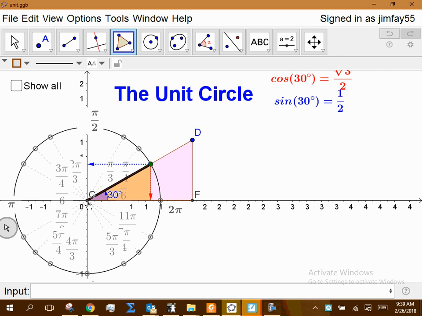Alright. Right now I've got these 2 triangles, right? What do you guys know about those 2 triangles? Orange one and red one? They're similar. Who said that? Robert? Why are they similar?